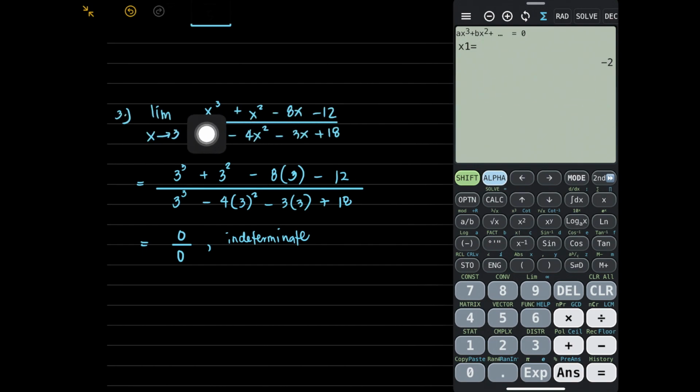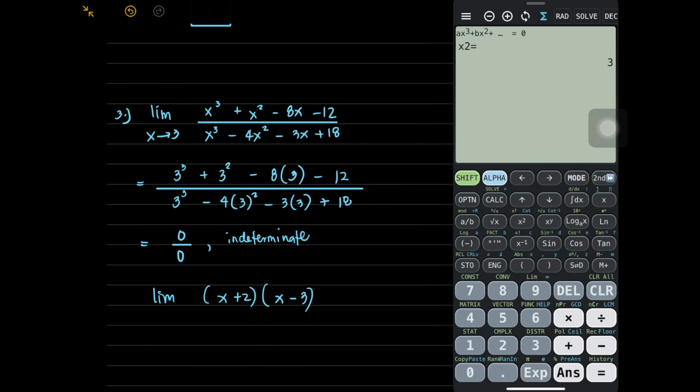That means that one factor of this is x plus 2. If x is equal to negative 2, then one root or one factor of this expression is x plus 2. So we're just going to write it: the limit of x plus 2, and then 3. Another root of this expression is 3. That means one factor of this expression is x minus 3.